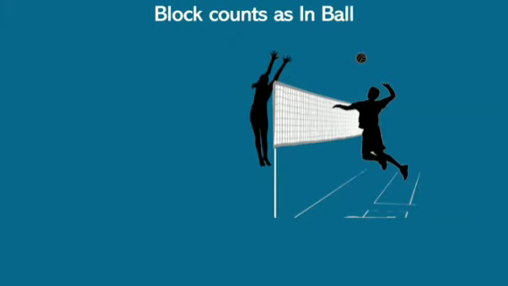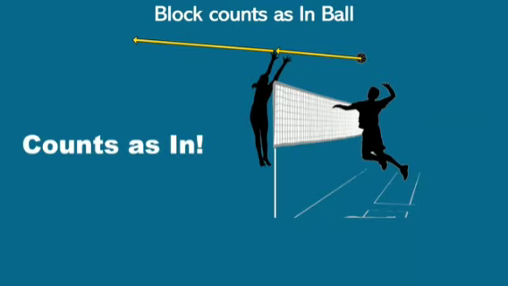The con is if the ball hits the blocker, then it is counted as in. So let's say the ball was going way out, but it hit the blocker, then it would be counted as in. So you would lose a point. So the blocker needs to be careful as well.